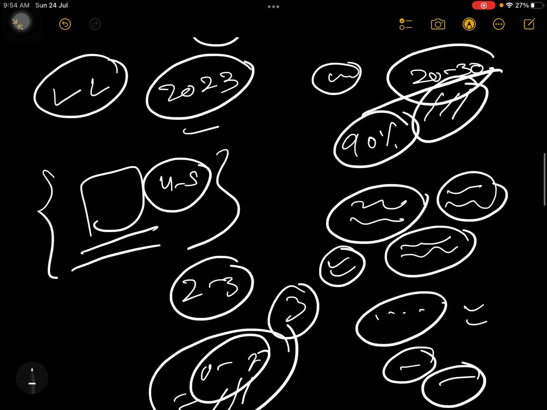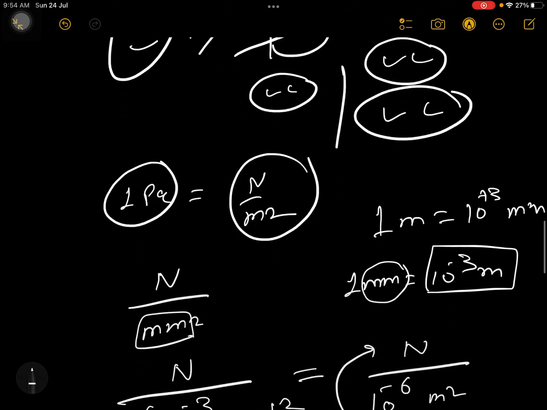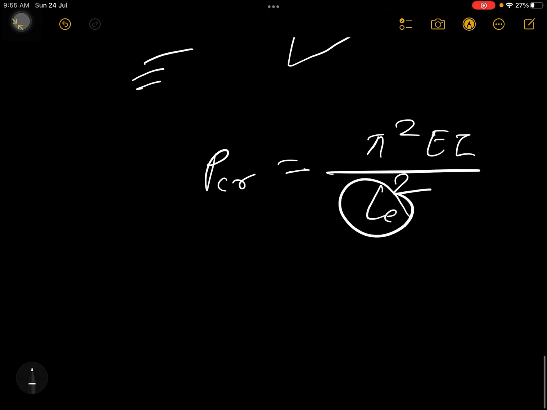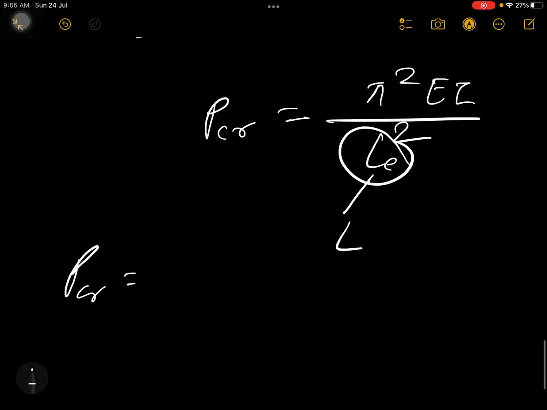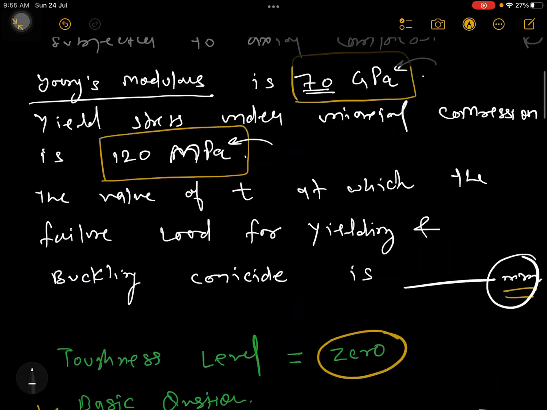Whenever a question is based on column, two things are very clear in the GATE exam. 99.9999% that the question is framed on this P critical formula. P critical is equal to pi square EI by L square. This is the L equivalent length, but in case of simply supported, it is going to be L. So P critical is equal to pi square EI by L square, right? So this is the formula. Based on this only they will mostly be asking questions.